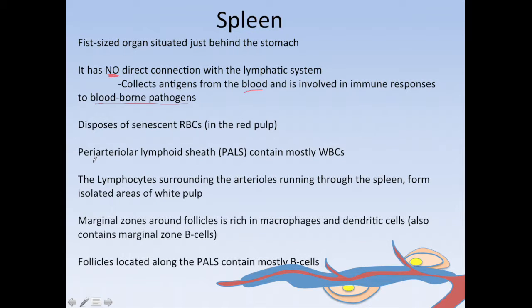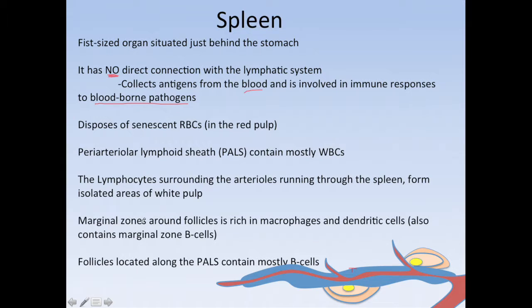They contain something called the periarteriolar lymphoid sheath. It's called PALS. It's this blue stuff right here surrounding a blood vessel. These PALS contain mostly the white blood cells, so this is where the white blood cells are. This is where the T cells are. The lymphocytes surrounding the arterioles running through the spleen form isolated areas of white pulp. You don't see it here, but essentially a lot of lymphocytes collect into one spot, and then they form something called white pulp. I'll show you that in the next diagram.